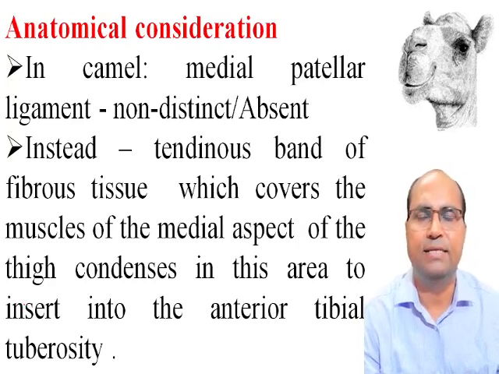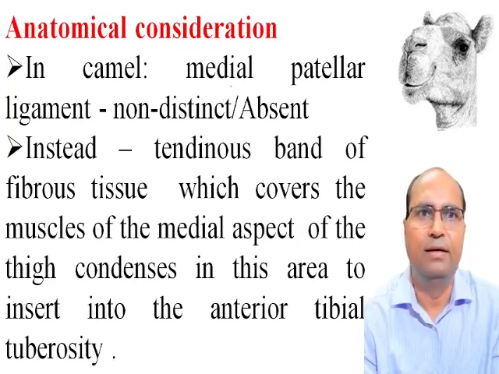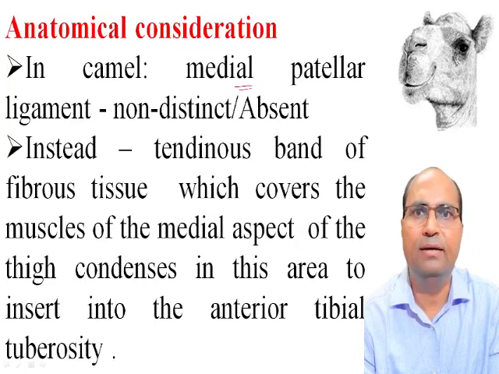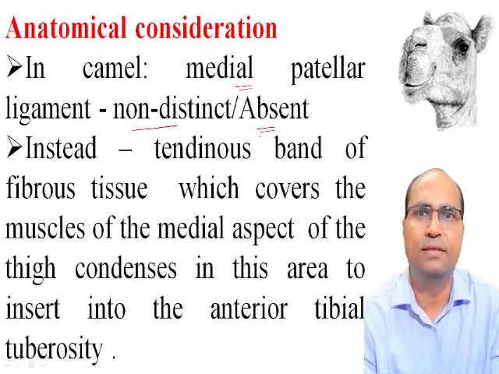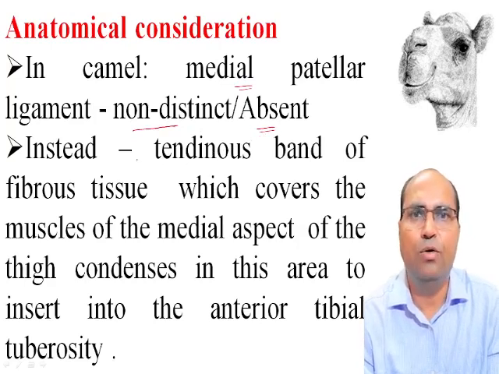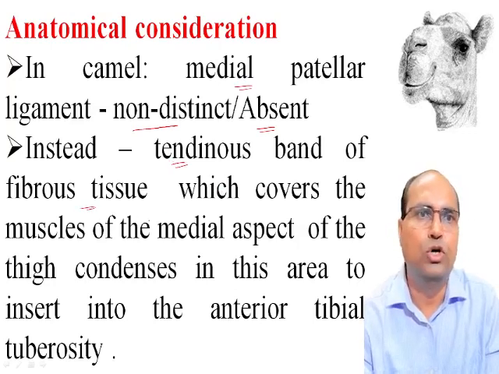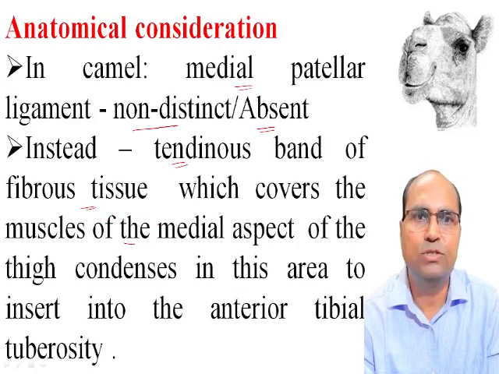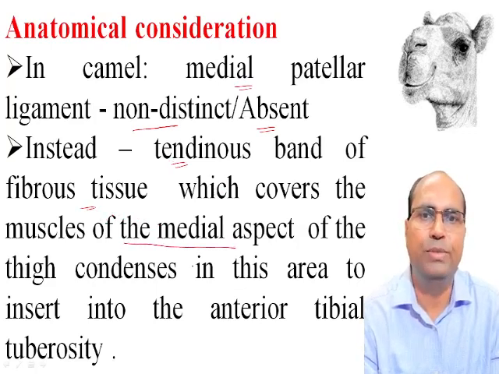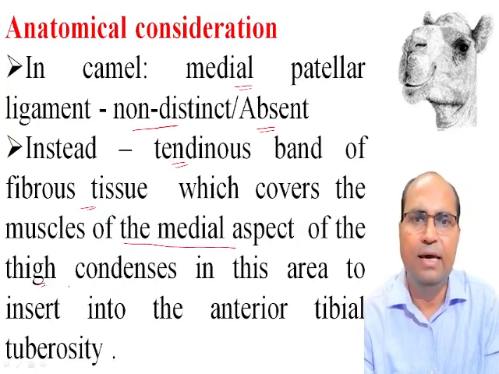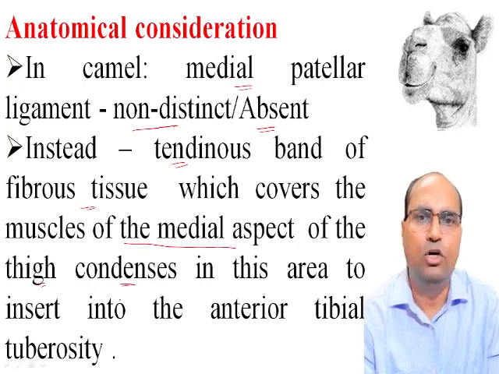Anatomical consideration. In camel, the medial patellar ligament is non-distinct or absent. Instead of the medial patellar ligament, there is a tendinous band of fibers which covers the muscles of the medial aspect of the thigh, condenses in this area to insert into the anterior tibial tuberosity.